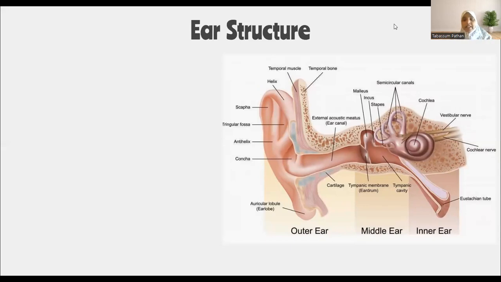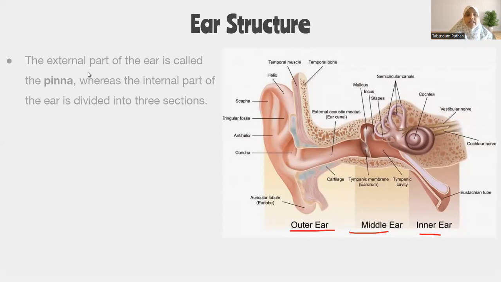As we see in the diagram, the ear is divided into three major regions: the outer ear, the middle ear, and the inner ear. Okay. So we begin with discussing the outer ear first.